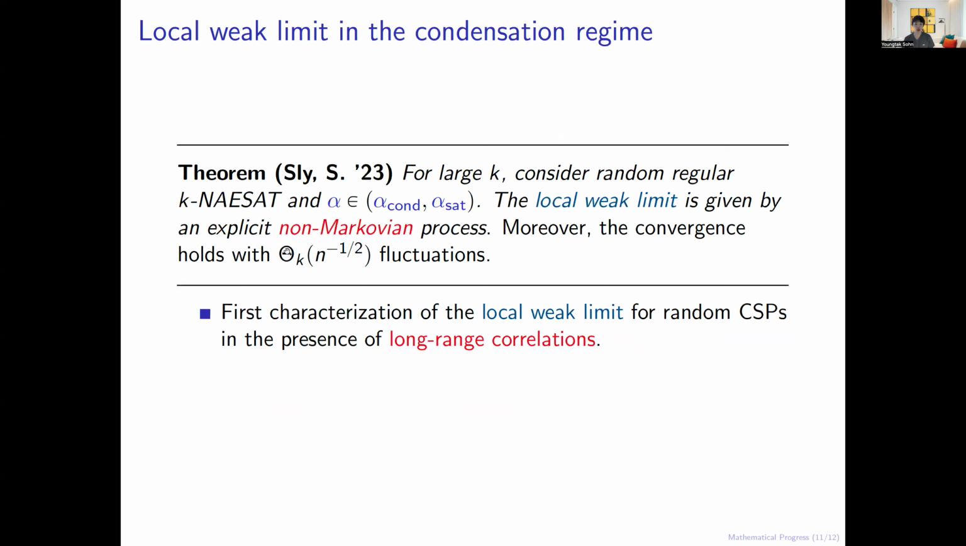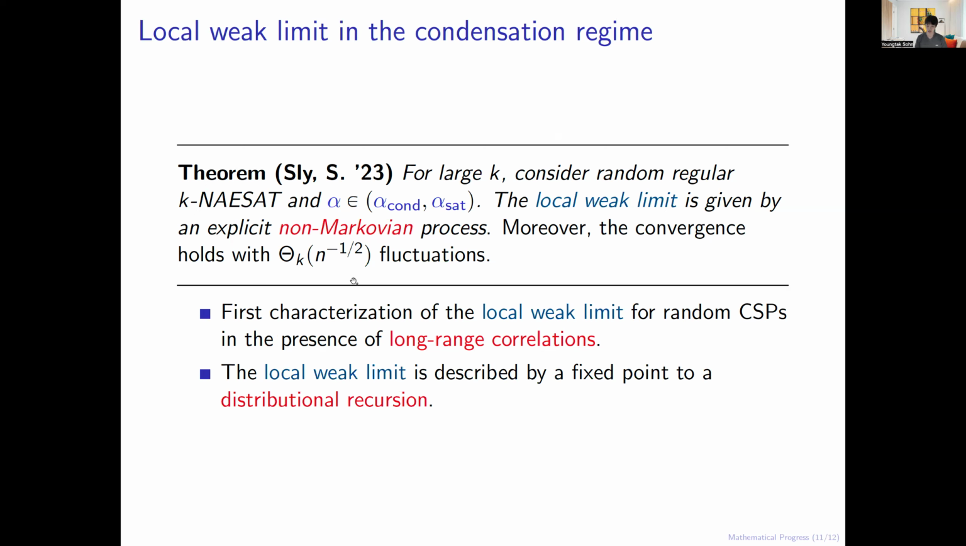In this new result, we show that if alpha is in this condensation regime, because of long-range correlations, this local weak limit is no longer Markovian. And we can characterize this local weak limit by an explicit non-Markovian process. Moreover, the convergence holds with n to the minus 1/2 fluctuations. And this is the first characterization of the local weak limit for random CSPs in the presence of long-range correlations. And this local weak limit is described by a fixed point of a distributional recursion.